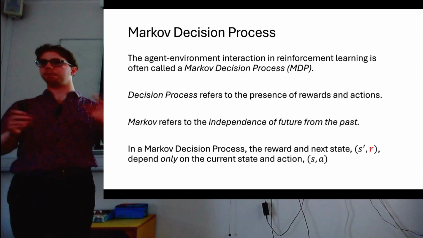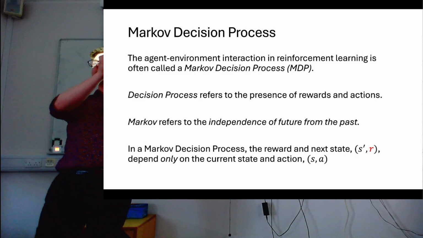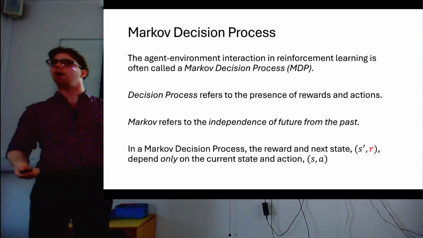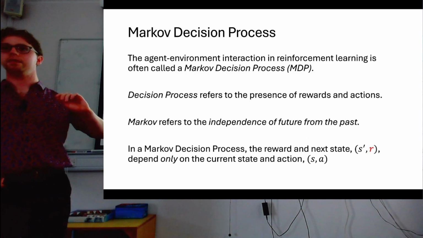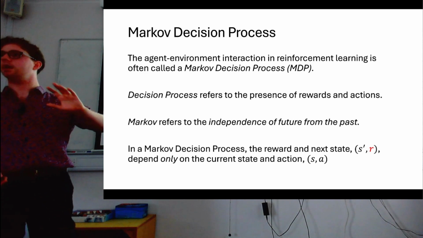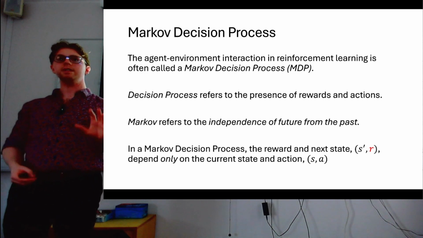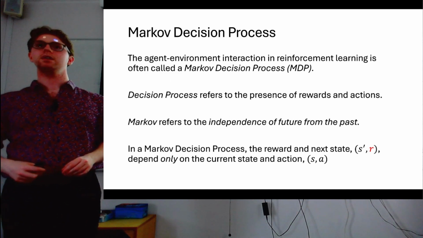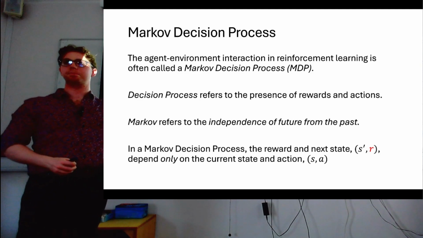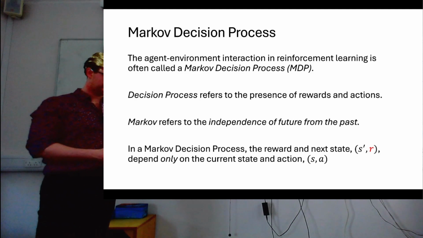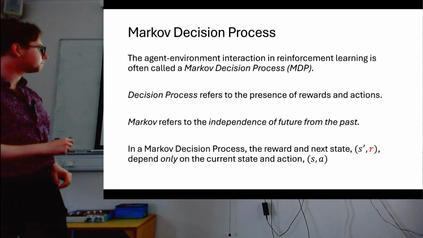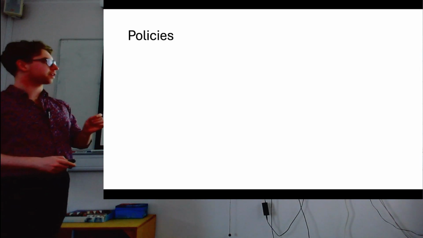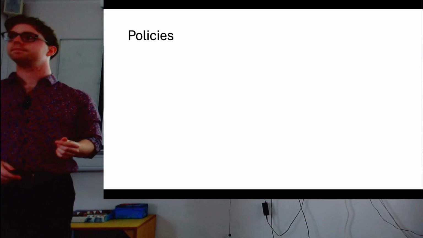So the opening moves could be completely different, but if I eventually reach the same state and I do the same thing, I end up in the same place. And that's what the Markov part of Markov decision process means, that the future depends only on the present and not the past. If I know the current state and the action I took in it, then I can tell you what the next state will be and what reward will be emitted, independent of what happened prior to the current state. So this is what we mean by a Markov decision process. The reward and the next state depend only on the current state and the action taken in it. All right.